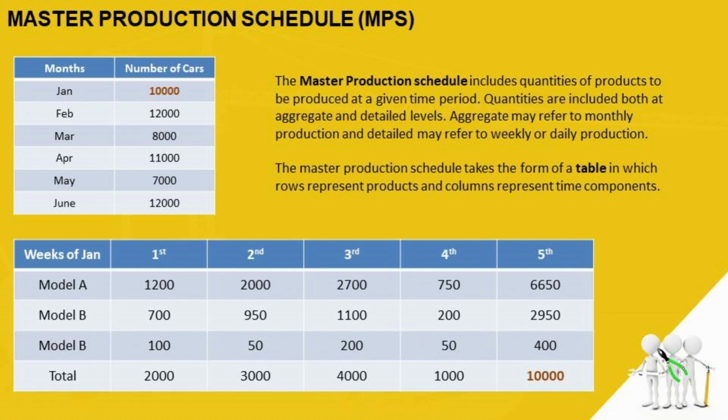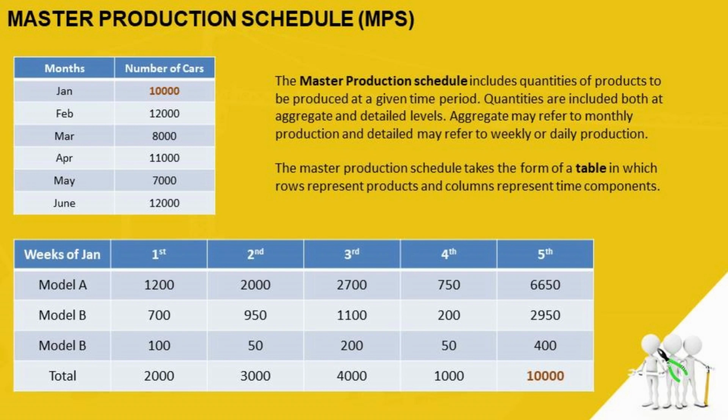This master production schedule includes quantities of products to be produced in a given time frame. Quantities are included both at aggregate and detailed levels. Aggregate may refer to monthly production and detailed may refer to weekly or daily production. But in an industry, they are bifurcated into more time frames, like in our basis.